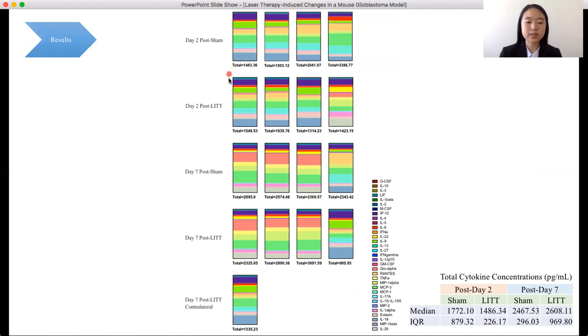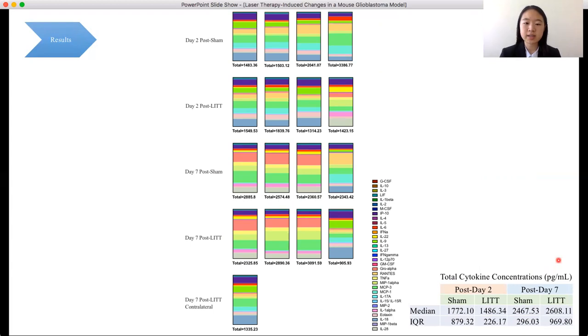Generally, across the days, we see similar cytokine profiles between the day 2 post-sham and post-LITT. They're more similar than they are to the day 7 harvested brains. If we look at the total cytokine concentrations, we see that on day 2, the sham-treated brains had slightly higher total concentrations of cytokines versus on day 7, the laser brain had slightly higher total concentrations of cytokines relative to the sham-treated brains collected on day 7.